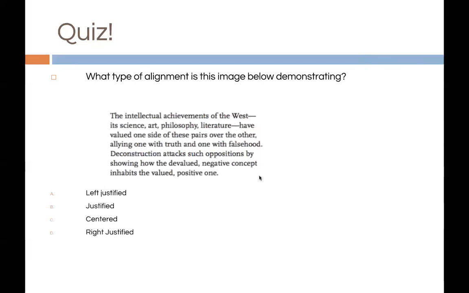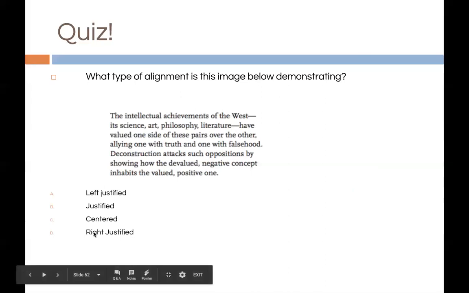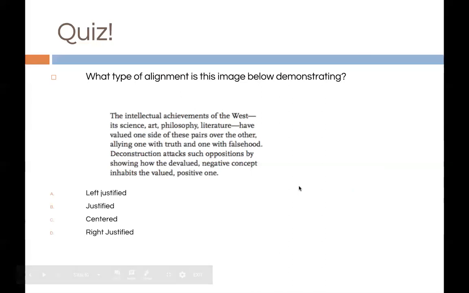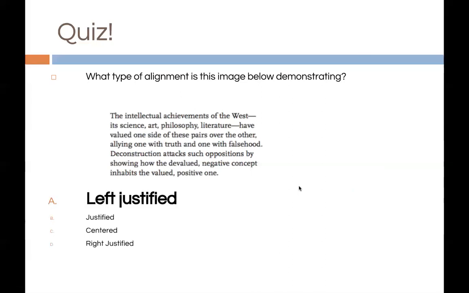So what type of alignment is this image below demonstrating? A, left justified, B, justified, C, centered, or D, right justified? Otherwise known as left, justified, centered, or right. When they throw in right justified and left justified, it makes it a little bit difficult. But this is A, left justified.